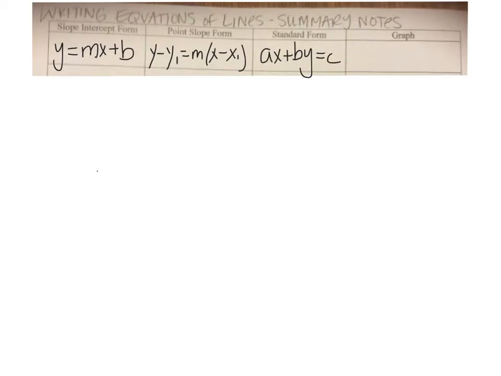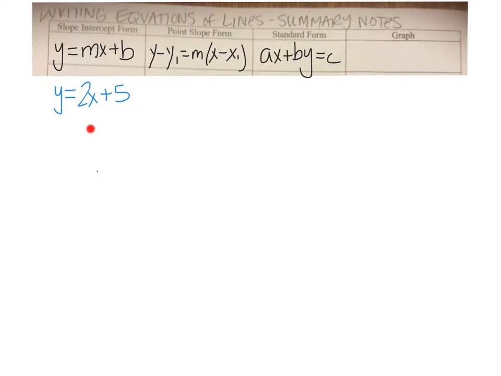Now for our first problem, they gave us the slope-intercept form, y = 2x + 5. Our job is to write the same equation in its point-slope form, and then in its standard form, and then we're going to graph that function. So let's go ahead and start off with what we know.